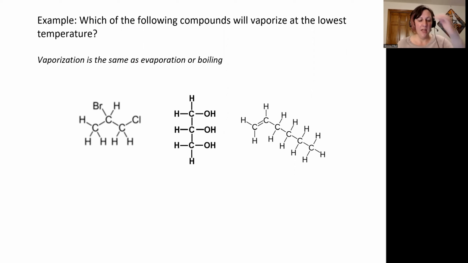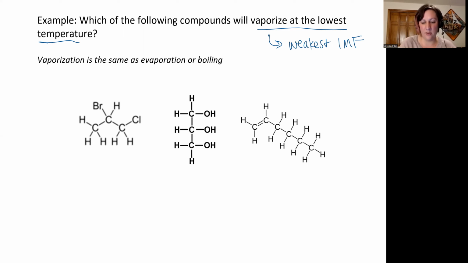Let's walk through an example. We're going to look at 3 different compounds, and we're going to compare their intermolecular forces to answer the question, which will vaporize at the lowest temperature? That tells me I'm looking for the weakest intermolecular forces, because I want to put in less energy to break apart those intermolecular forces. And this is going to be for vaporization, as a liquid becomes a gas.